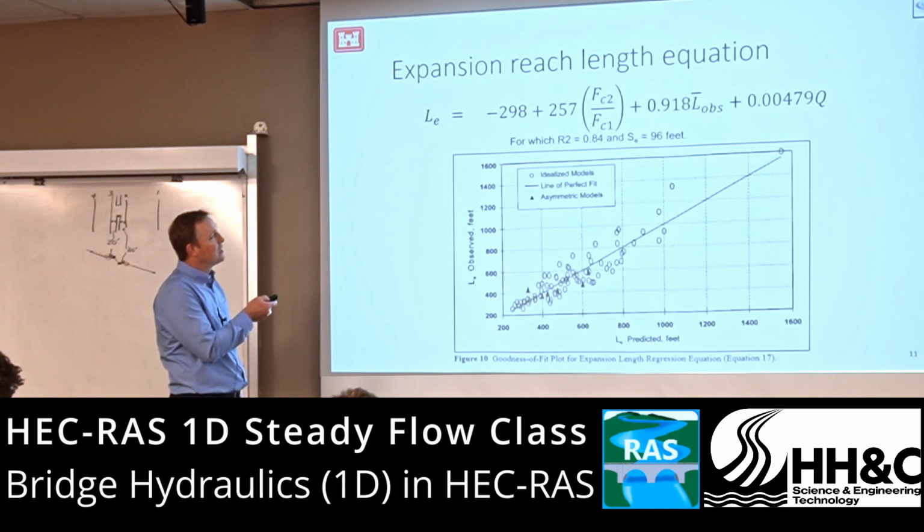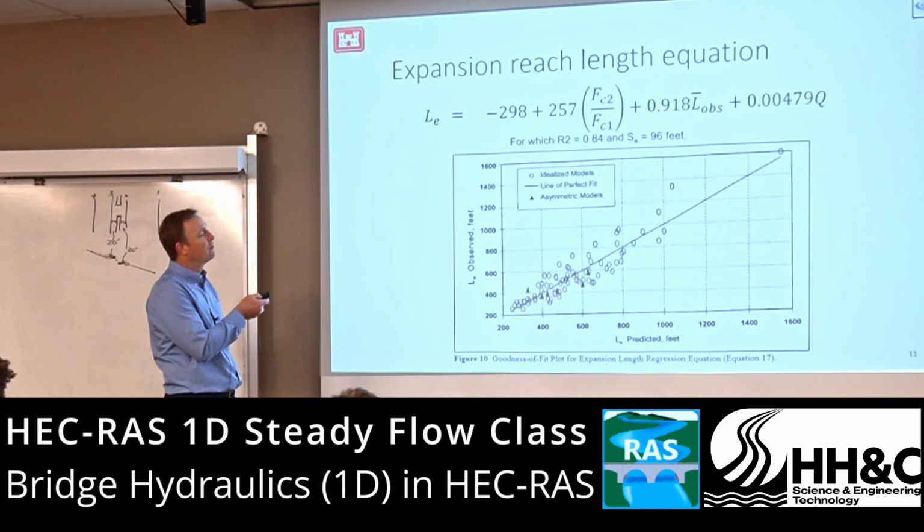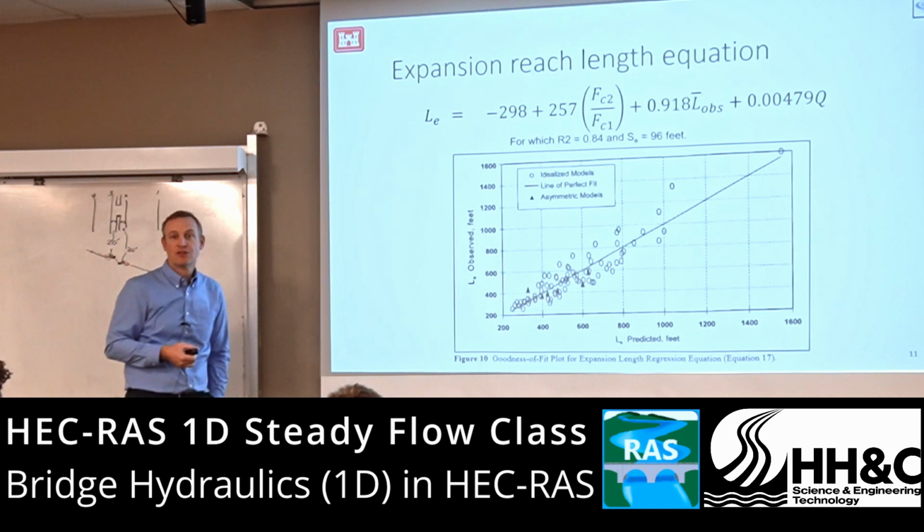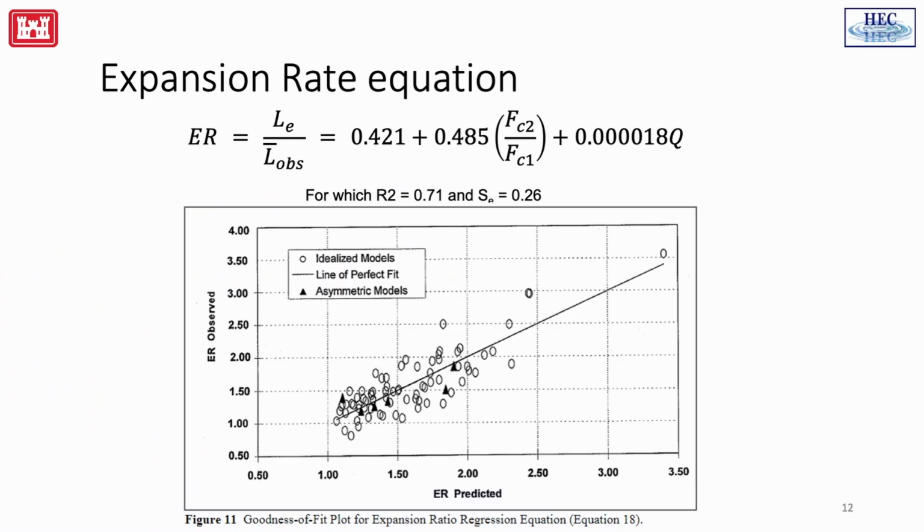So the higher the ratio of velocities at cross-section 2 compared to 1, the longer the expansion reach. So another way to look at this is, the larger the jet, the longer it takes for the water to expand. Slow water going through a bridge will expand very rapidly. Water that's going through the bridge very rapidly on a steep slope will take longer to get out into the overbanks. Does that all make sense? Pretty straightforward, intuitive.